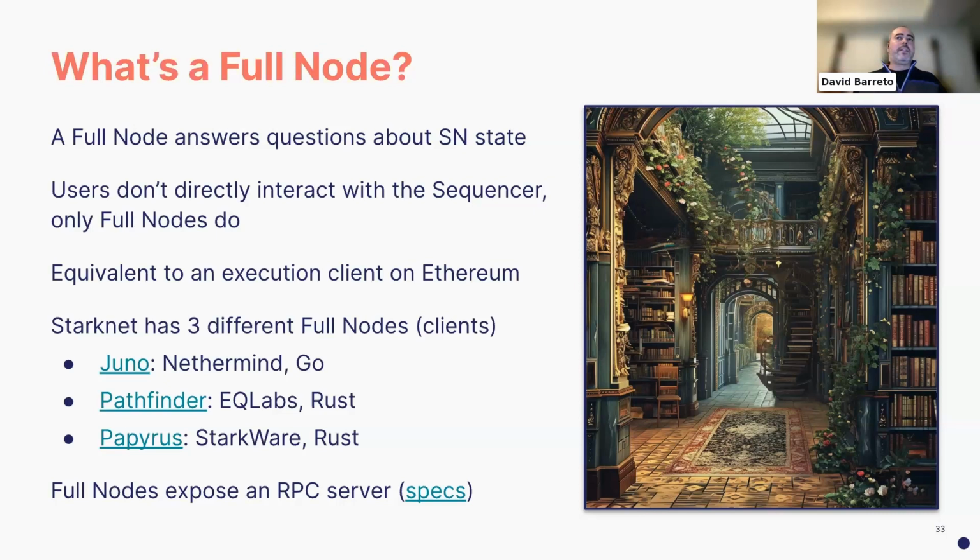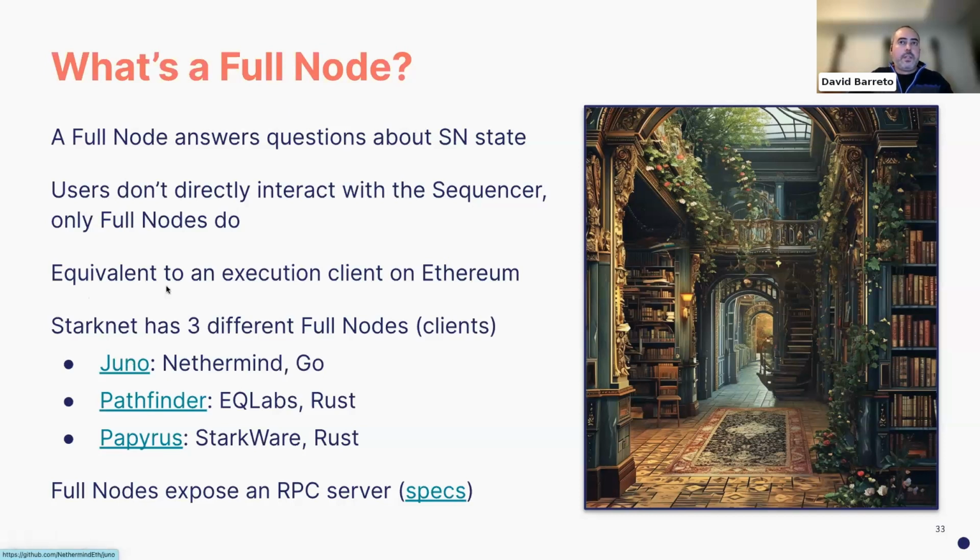So it's kind of equivalent to an execution client on Ethereum, like Geth or Nethermind, but for Starknet. And we actually have 3 different clients, believe it or not: Juno, Pathfinder, and Papyrus. Juno created by Nethermind, written in Go, Pathfinder created by Equilibrium Labs, written in Rust, and Papyrus created by StarkWare. And you can find the link to all of them on GitHub.